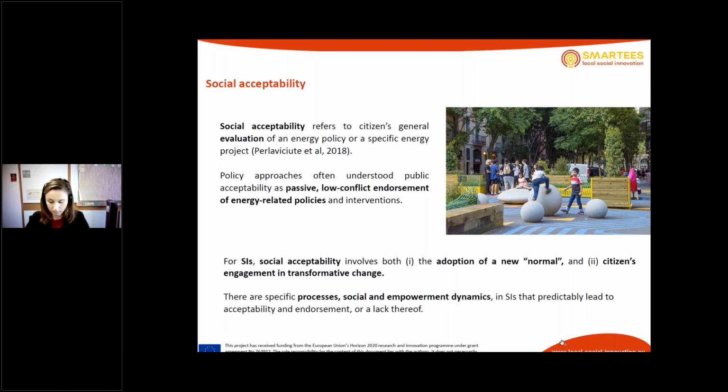We have identified in the SMARTEES project specific processes, social and empowerment dynamics that predictably lead to acceptability and endorsement, or to the lack of this social endorsement as well. Next slide, please.